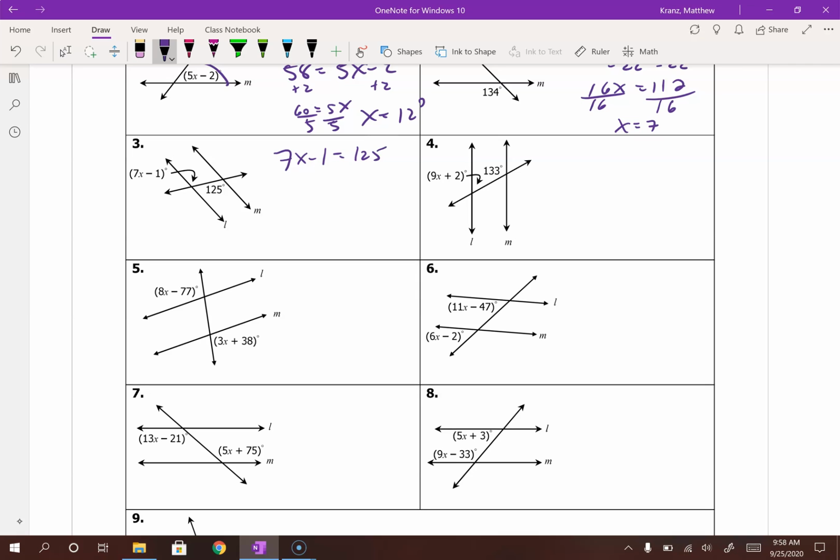Number 4, those ones are same side interior, so they're a little different. Those are those consecutive interior. So these are same side interior. Excuse the vacuuming in the background. Or consecutive interior.